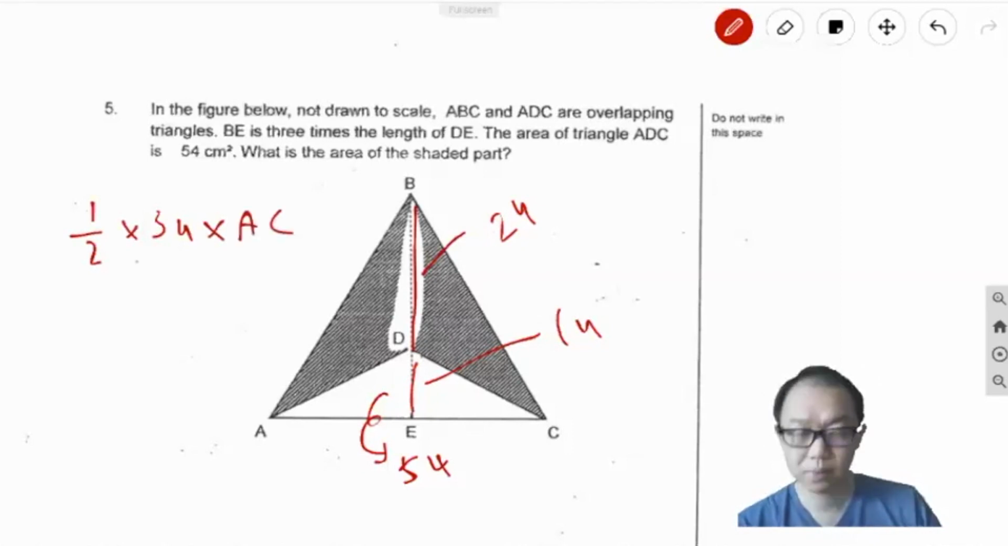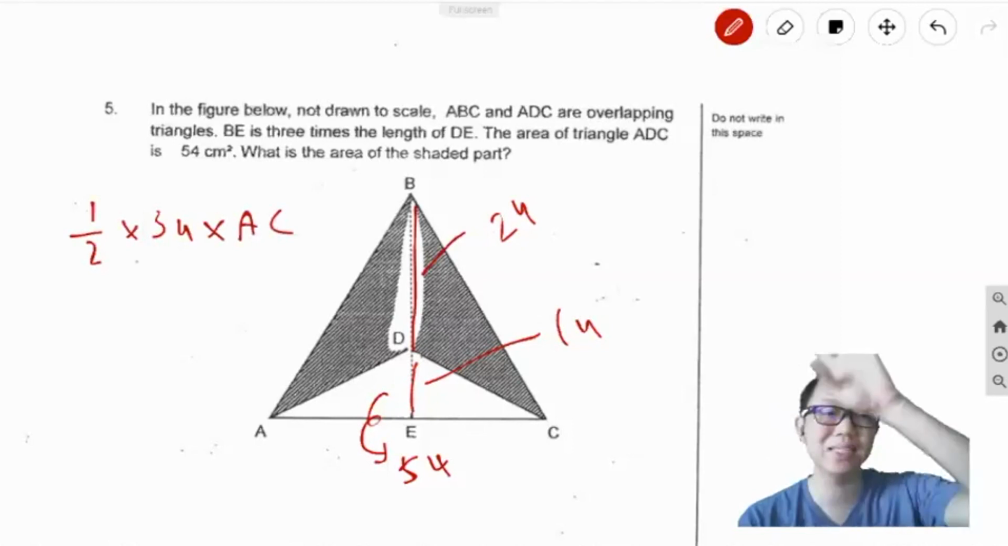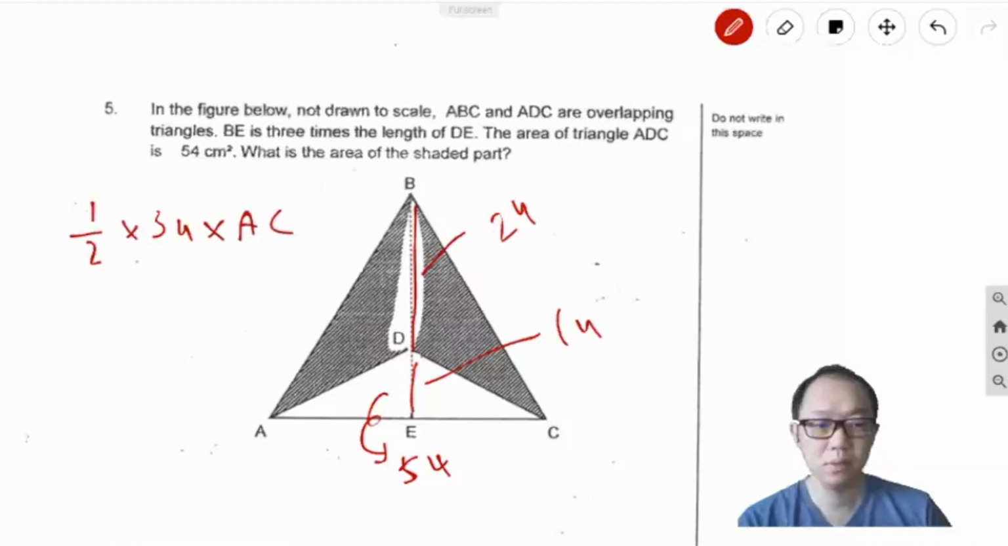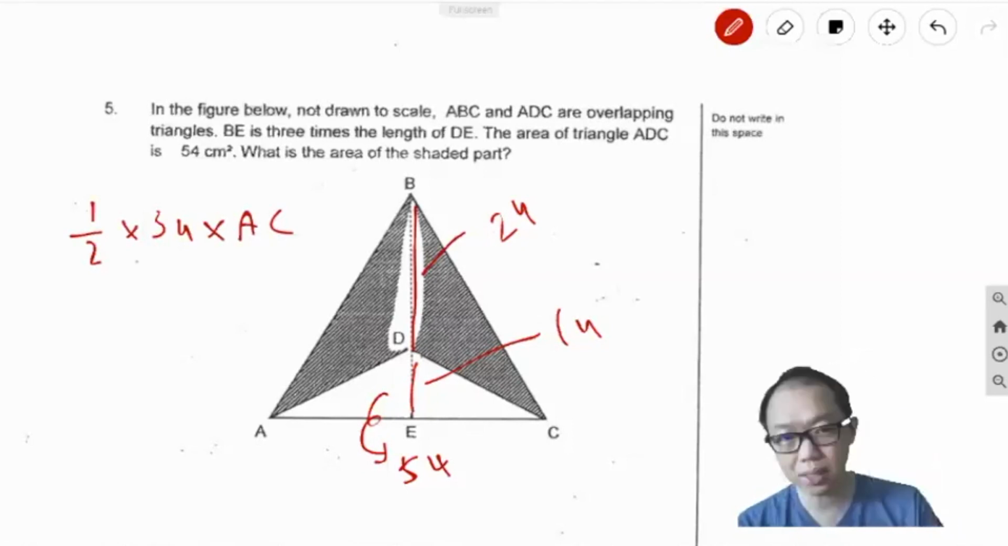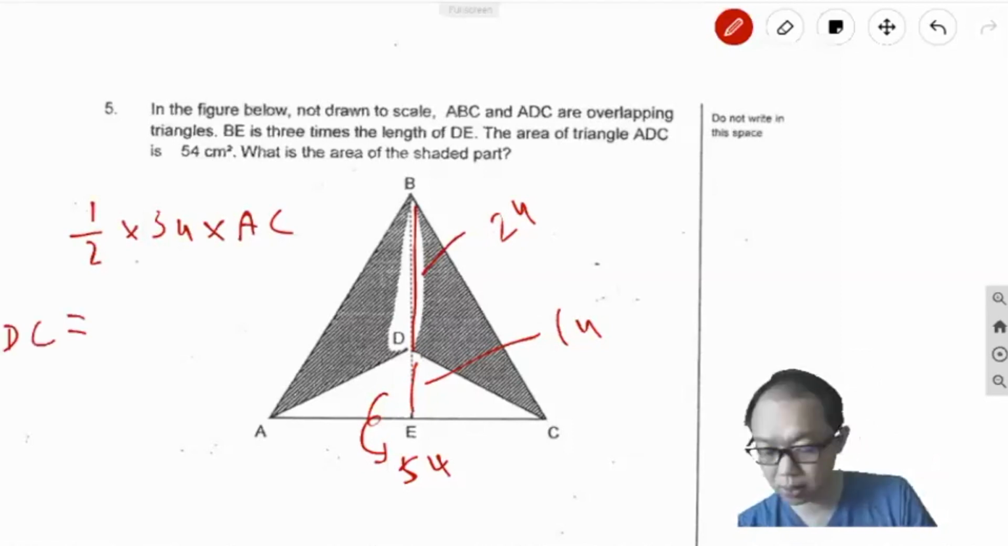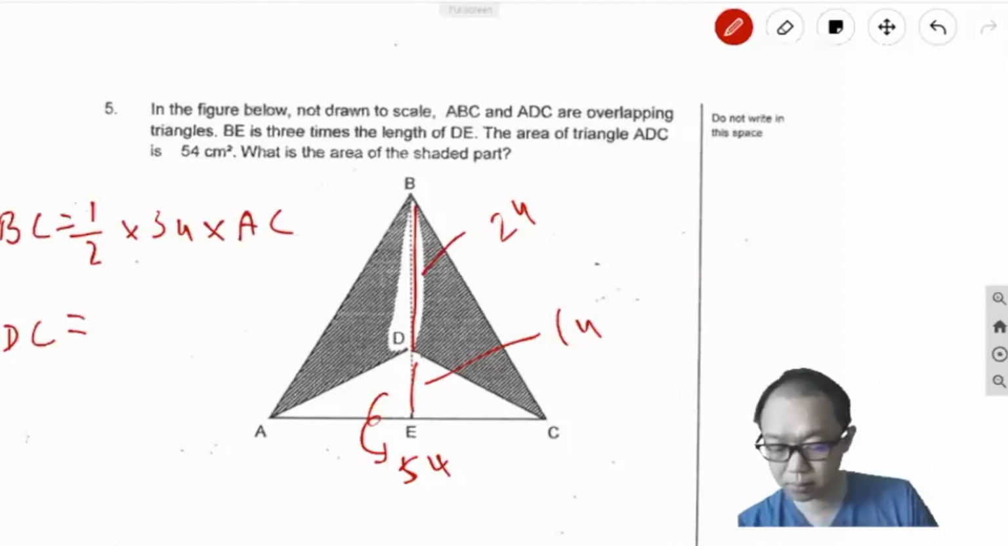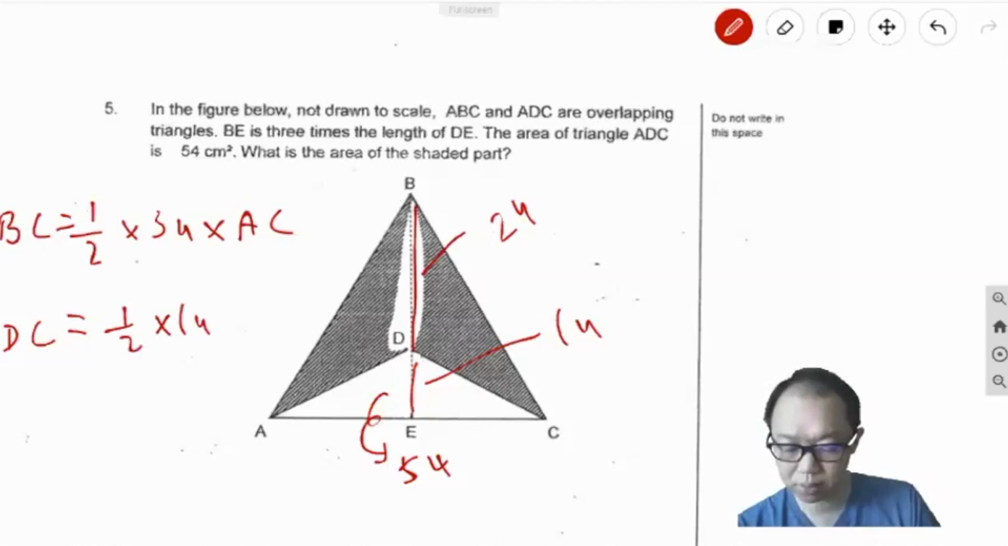Okay, so this is the entire triangle, correct? Then how about just ADC? So ADC is, let me just write down ADC. Okay, ABC. Right, so ADC is half times 1 unit times AC.